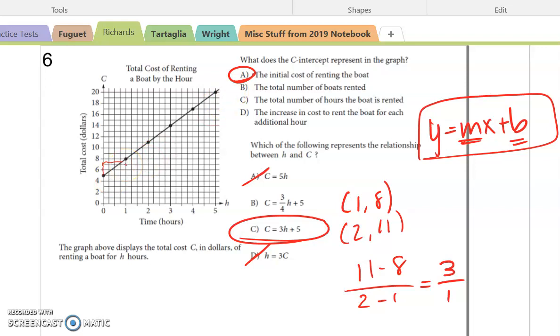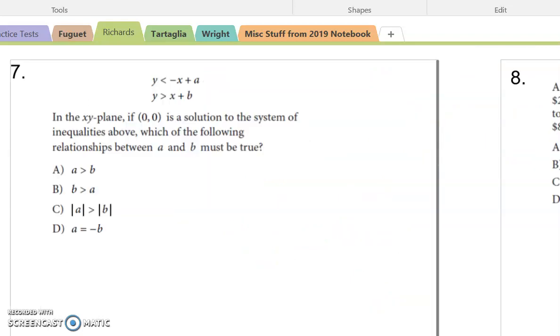Big differences. If it's linear, we are normally always looking for y equals mx plus b, and normally trying to find that rate of change or slope. The next one is an inequality, right? Less than and greater than. You have negative x and you have positive x. But in the directions, it tells you (0, 0) is a solution.